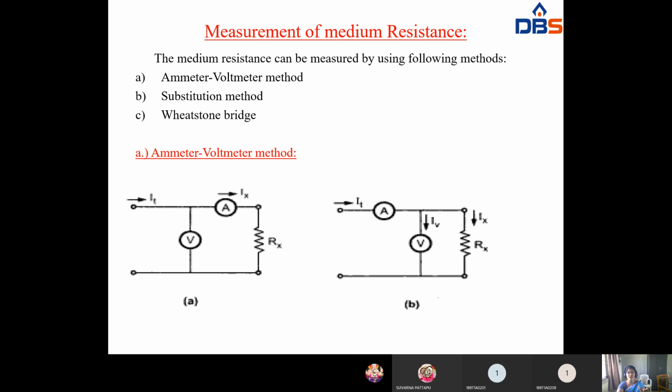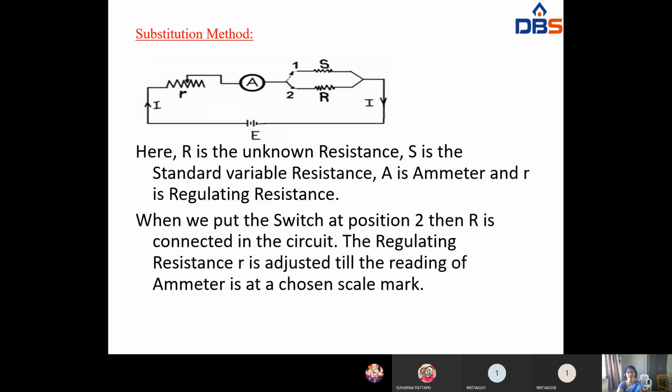So directly, this is how to find the resistance in circuits. Like this, here also note down. Okay, so those are the formulas to find the unknown resistance by using the ammeter voltmeter method. So next one is what? Substitution method. See, in the substitution method here you have to find out the resistance. See here, R is the unknown resistance.